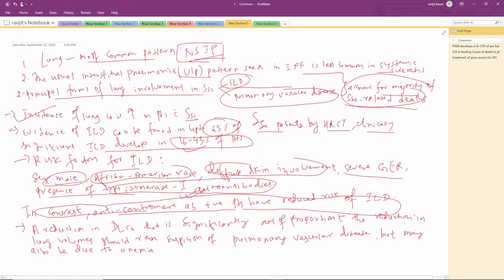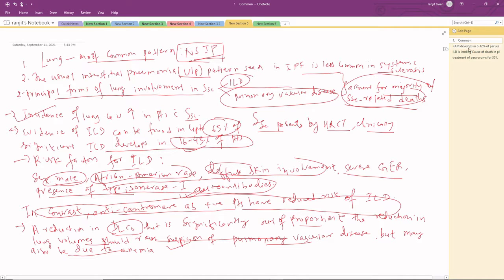A reduction in DLCO that is significantly out of proportion to reduction in lung volume should raise suspicion of pulmonary vascular disease, but may also be due to anemia. So when you see a reduction in DLCO, the diffusion capacity of the lung for carbon monoxide, that is significantly out of proportion to reduction in lung volume, it should raise suspicion of pulmonary vascular disease.